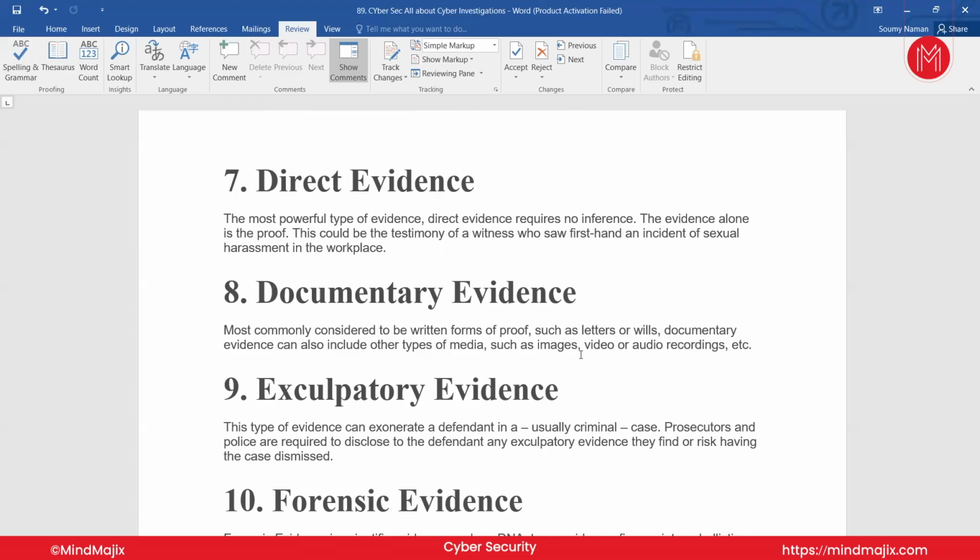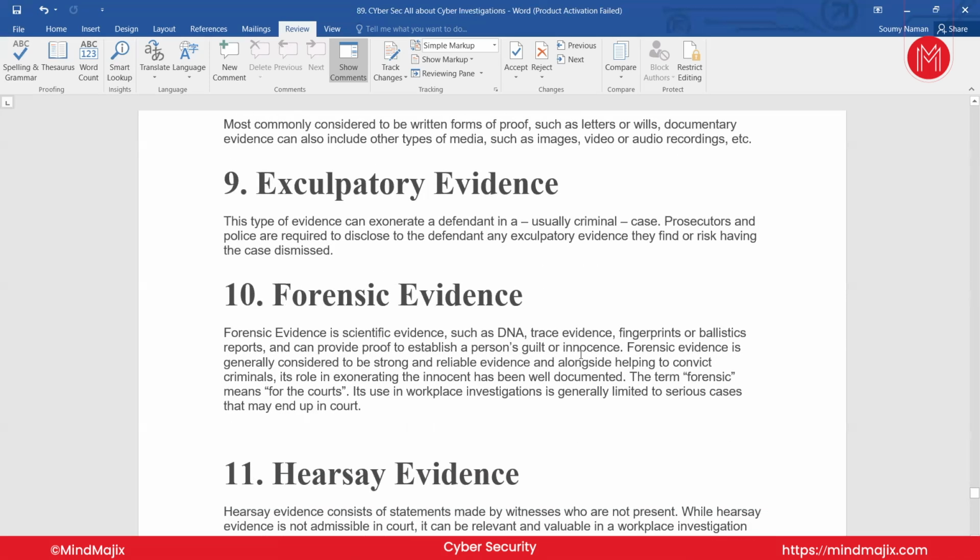Eighth one is documentary evidence. These are the most common, in the form of written forms of proof, such as letters or wills. Documentary evidences can include other types of media such as images, videos, audio, photographs, or recordings itself.